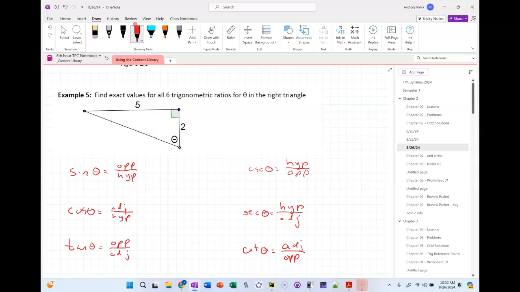Okay, so if I look at sine theta, sine is opposite over hypotenuse. What's the opposite? 5. Excellent. What's the hypotenuse? I don't have it yet. It's not in the picture. How am I supposed to figure that out? I'll give you a hint. What kind of triangle is this? Right triangle. So if I have two sides of a right triangle and I want to find the third side, what do I use?